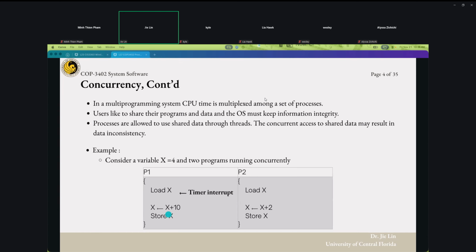Two concurrent processes, P1 and P2, both update a shared variable x, initially set to 4, as you can see here. P1 intends to add 10, and P2 intends to add 2. Running sequentially, we will eventually get one number.